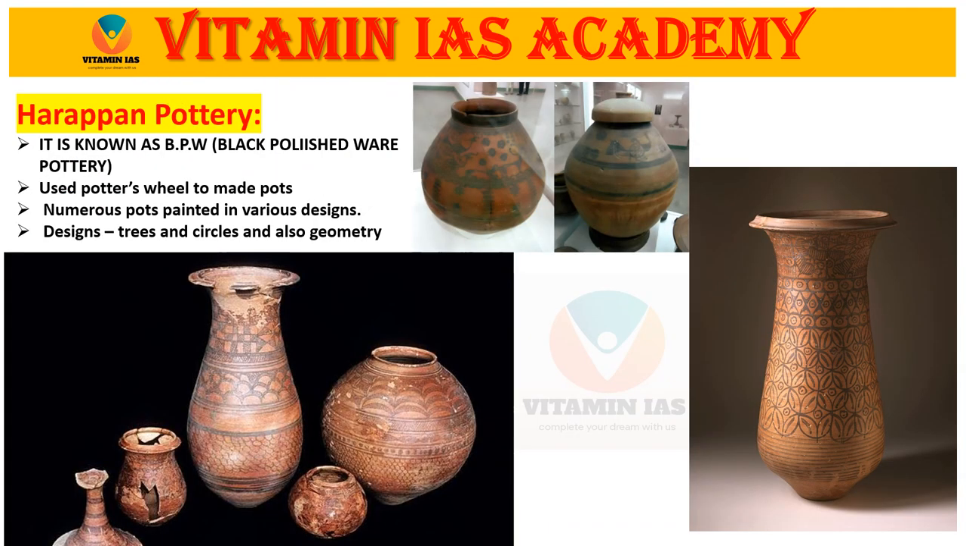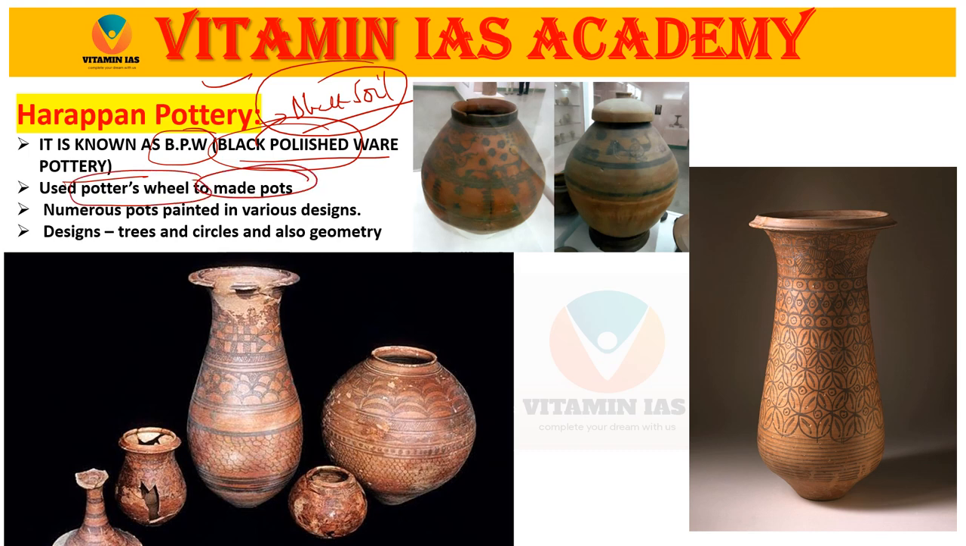Portrait of Harappan civilization. It is known for BPW, black polished ware pottery. Black polished ware pottery means black soil, black color soil, was used for making pottery. They used potter wheels to make pots, and numerous pots were painted in various designs.